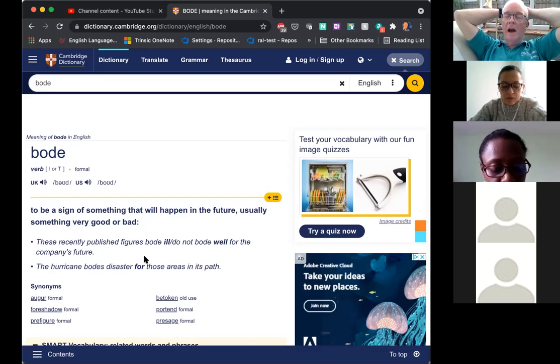Yeah. I had to take these drugs because of my sciatica, but actually they have side effects and it doesn't bode well for me. I'm a bit worried about it.